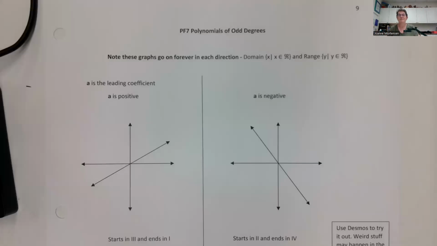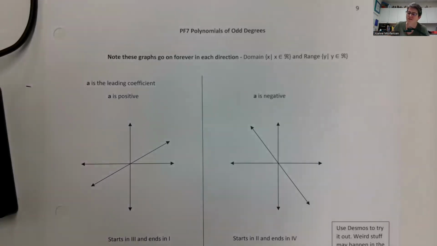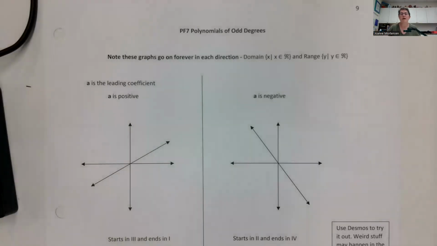Hey there, this is PF7 polynomial functions video number 7, and we were talking about polynomials with odd degrees. Note these graphs go on forever in each direction, so the domain is x such that x is an element of real numbers, and the range is y such that y is an element of real numbers.